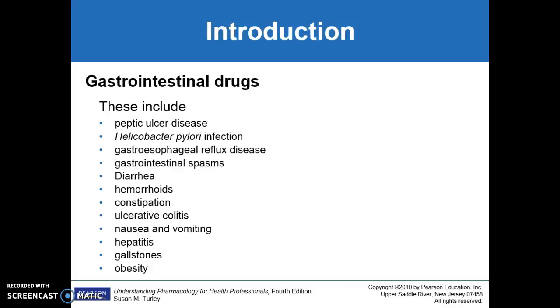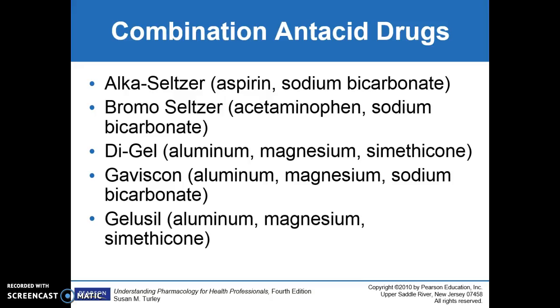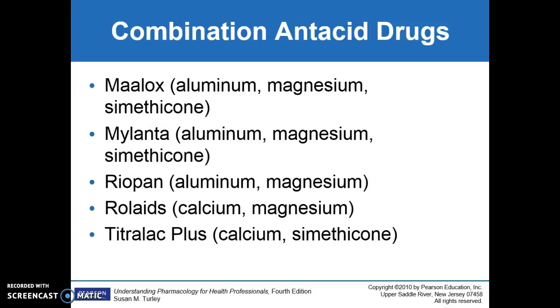So there are going to be drugs that we're going to be using to treat peptic ulcers and heartburn. Some of the heartburn medications are things that you're going to see over the counter. Let's see, some of the antacids that you're going to see. Some of these are pretty common. Most of us have heard of Alka-Seltzer and things such as that. Also, another combination group of antacids: Mylanta, Maalox, Rolaids, those types of things.